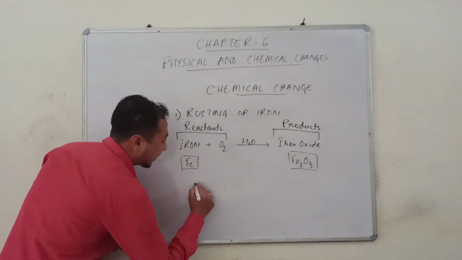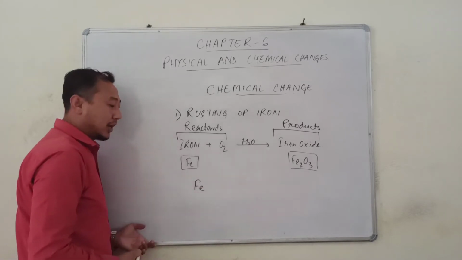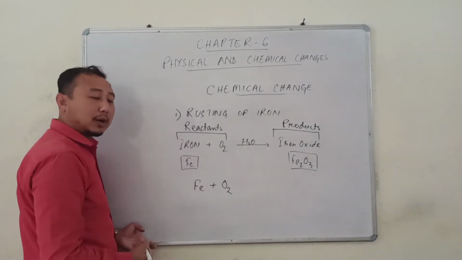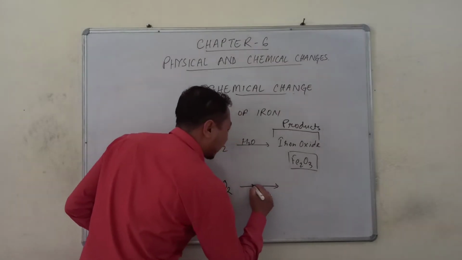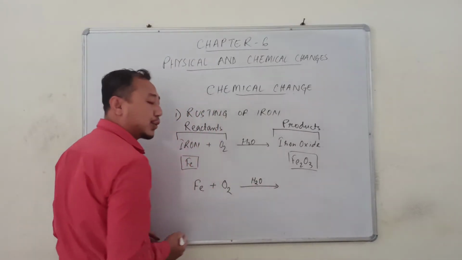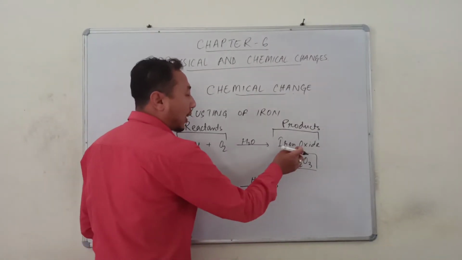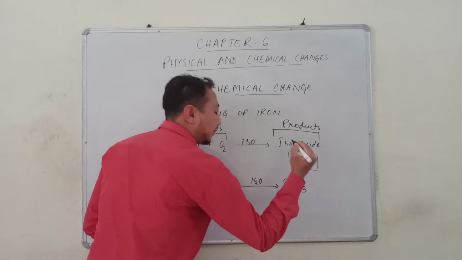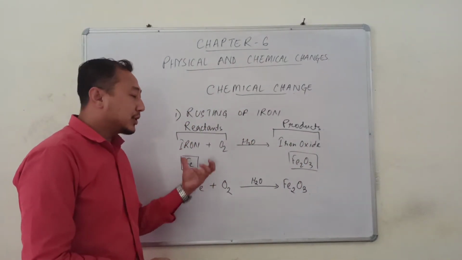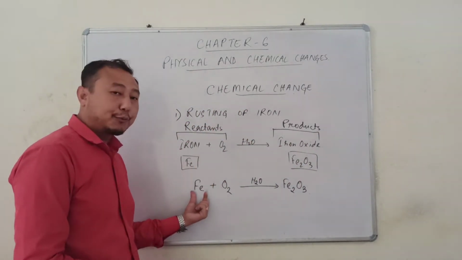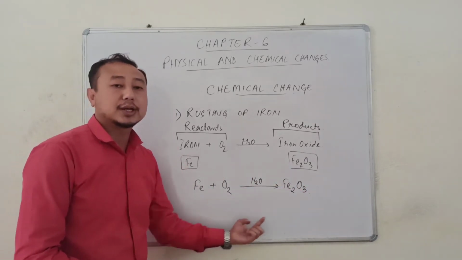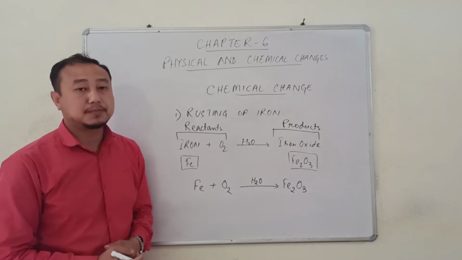Iron will be represented by its formula, that is Fe. Oxygen will be represented by O2, which is the formula of oxygen. Then water will be represented with the help of H2O, which is its formula. While that of the iron oxide is Fe2O3. So if we represent these substances with the help of the formula of the respective substance, then we call such type of equation the formula chemical equation.